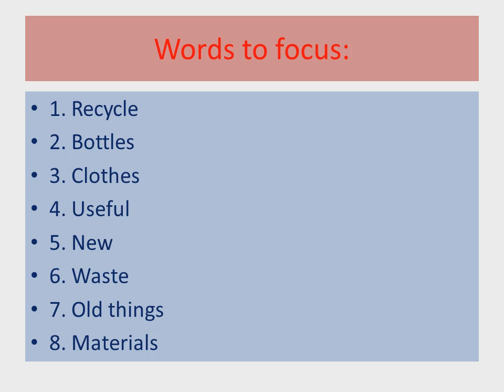Today we will focus on some difficult words of this unit. The first number is recycle. The spelling is RECYCLE, recycle. Number 2, bottles. BOTTLES, bottles. Number 3, CLOTHES, clothes. Number 4, useful. USEFUL, useful.